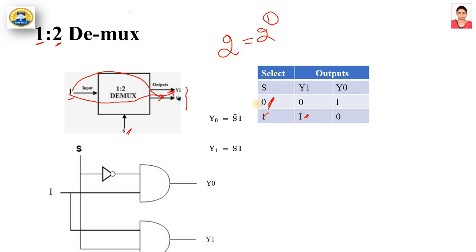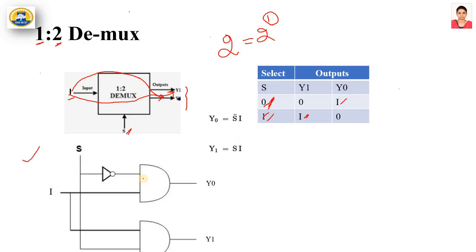So how will you write the minterms? For minterm 0 you will put bar, for 1 as such. So the first one, for y0, you are going to write S bar into this I. For y1 it is going to be S, because it is 1, into this I. So the corresponding diagram here.